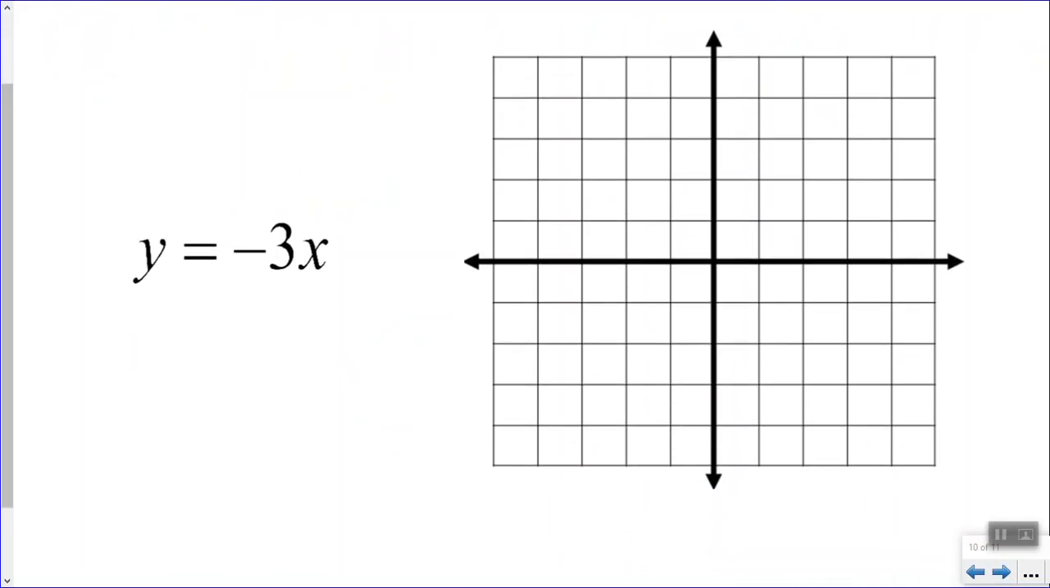Go ahead, pause the video, see if you can identify the slope and the y-intercept and any other points that might be on this graph.